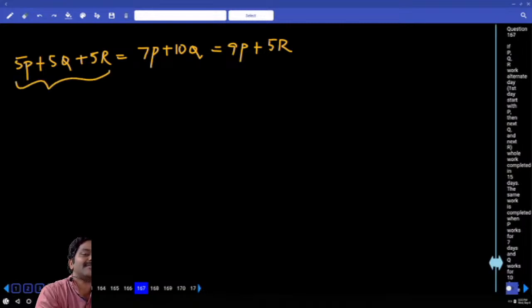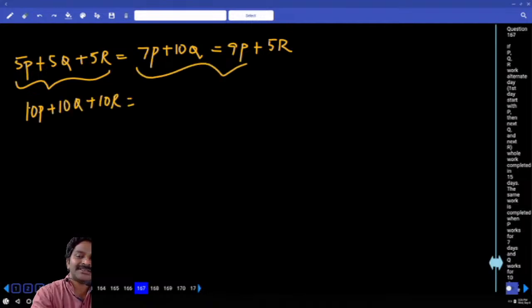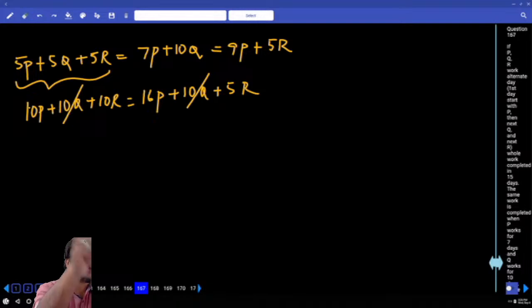So twice the work can be completed by them in 10P, 10Q and 10R days. Twice the work, in the sense I can also add their efficiencies, which is equal to 16P, 10Q and then 5R. This is what I want. For that purpose only I am taking it. Is that okay for you?